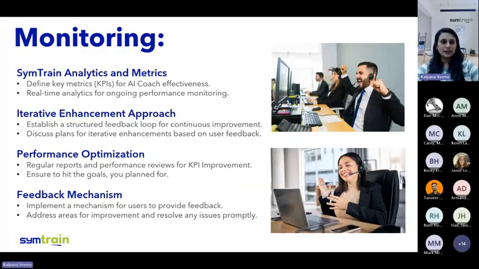Regular reports and performance review: you want to keep track, compare it with your KPI, and ensure that you are hitting the goals for CSAT, for your sales, for your conversion, whatever targets you have prepared for. And ensure that you act based on the improvement areas you have received from your team.